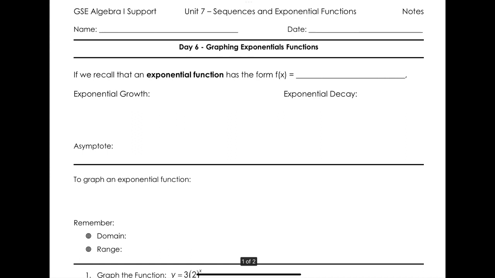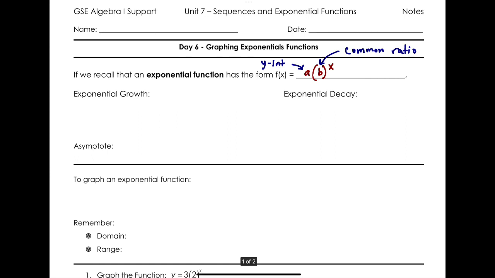All right, so we talked about exponential graphs before. We talked a little bit about growth and decay. And so if we remember, an exponential function has the form f of x is equal to a b to the x, where a is your y-intercept and b is the common ratio.